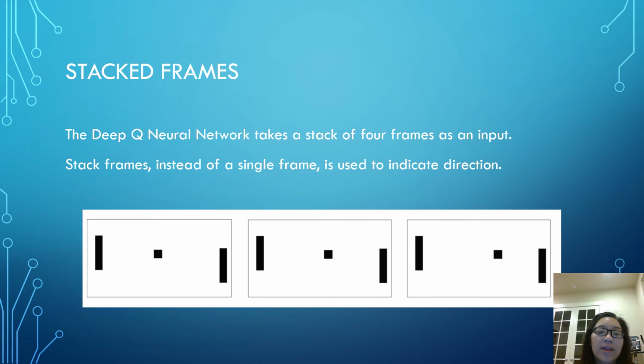The DQN takes a stack of 4 frames as an input. We do so because if we just look at a single frame, we can't really infer much from that single frame. If we take 4 or multiple frames, we can infer direction. We can look at the example of Pong. If we look at one image, you can't really know what's going on. But if you look at 3, we can see that the agent is moving towards the right.